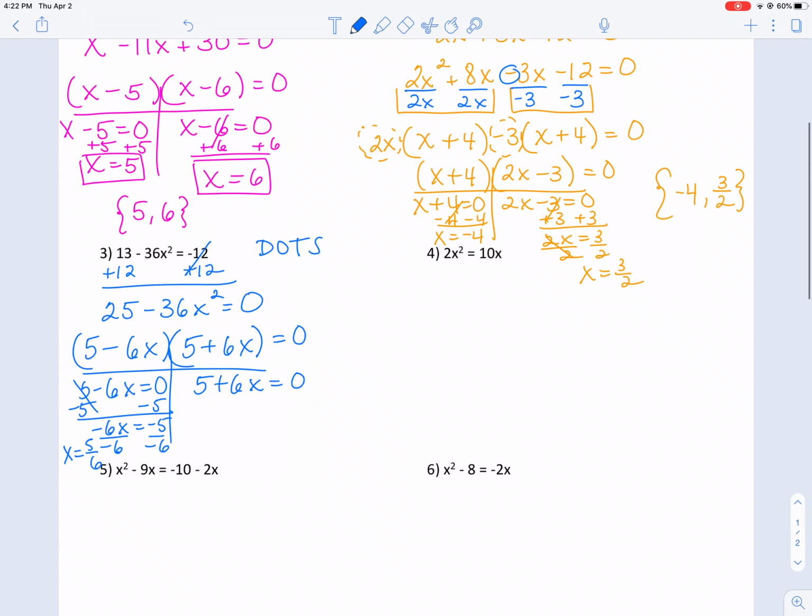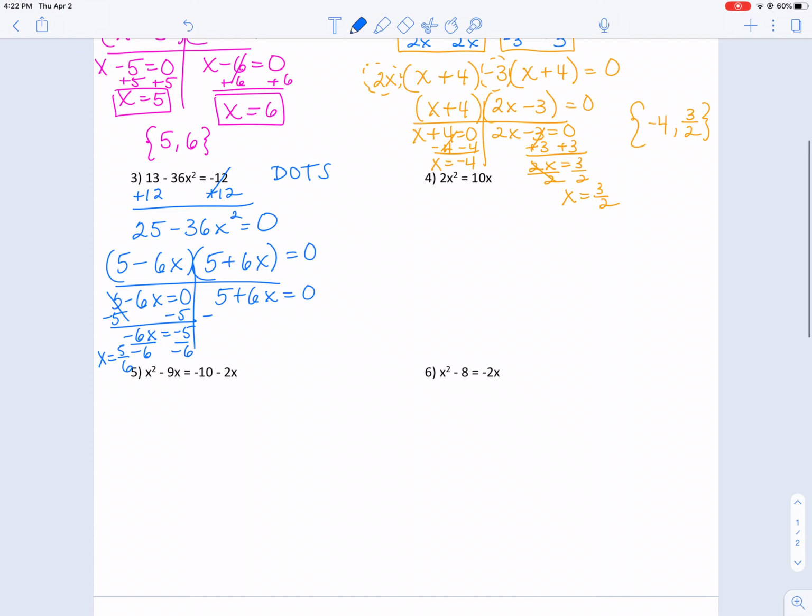Here, if I minus 5 from both sides, I get 6x equals negative 5. And when you divide by 6, you get x equals negative 5/6. So your solutions are both positive and negative 5/6.